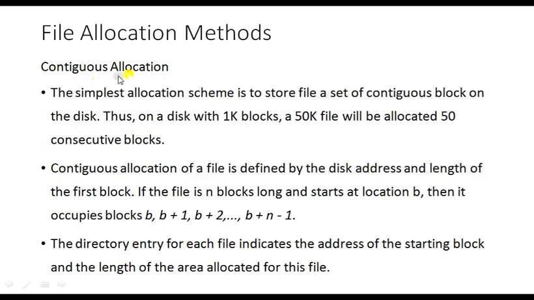Okay. So here the allocation happens contiguously. This is the simplest allocation scheme available. For example, I have a file with 50 KB size, and the hard disk has blocks of 1 kilobyte each. So to store this file, 50 consecutive blocks are needed. If you know the first block, the first block plus 1 is the second block, the first block plus 2 is the third block. So like that you can easily identify the next blocks.